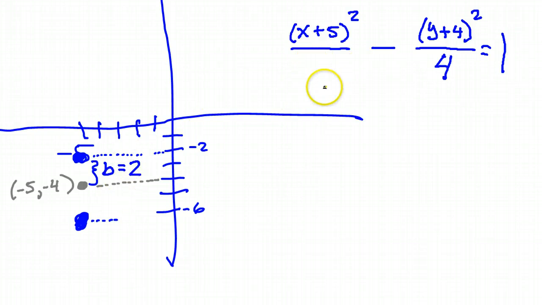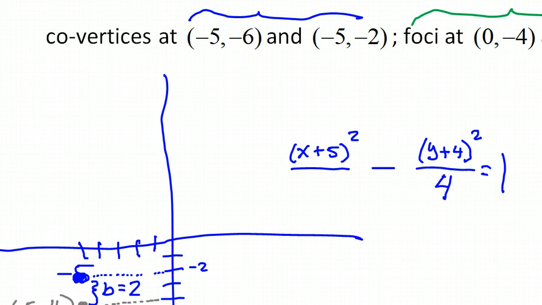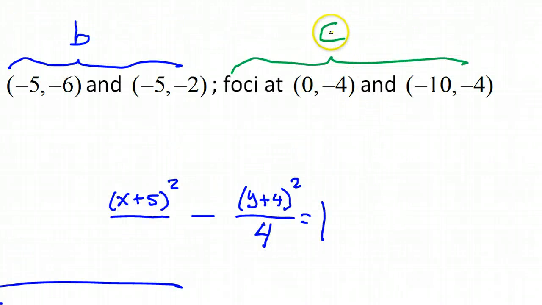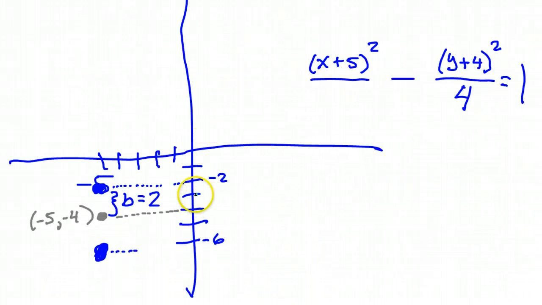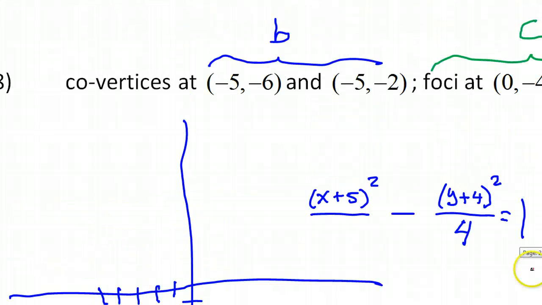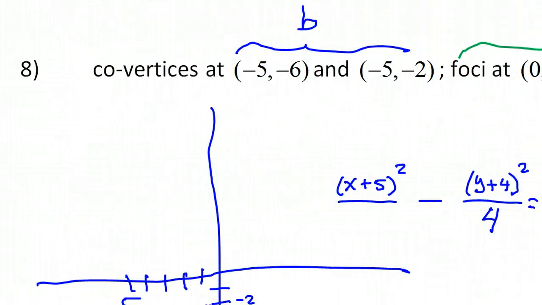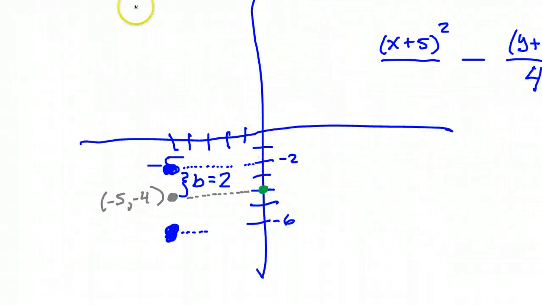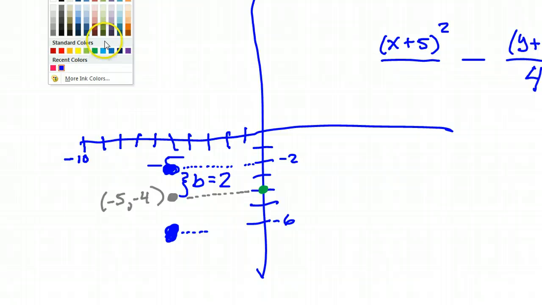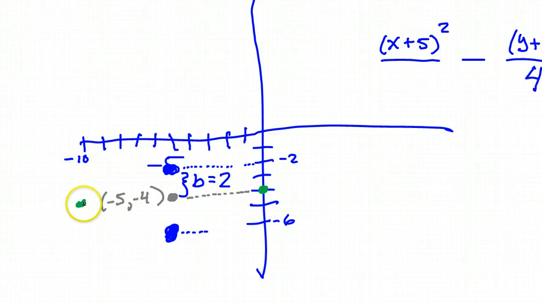So I have my b value. We have the foci. So let's use them to find the c value, and we'll do the Pythagorean theorem thing. So the foci, one of them is at 0, negative 4. So let's get that going. 0, negative 4. So this is one of the foci. And the other one is at negative 10, negative 4. I'm going to need more room. So that's 5, 6, 7, 8, 9, 10. So negative 10, negative 4, let's say is right here. These are the foci.